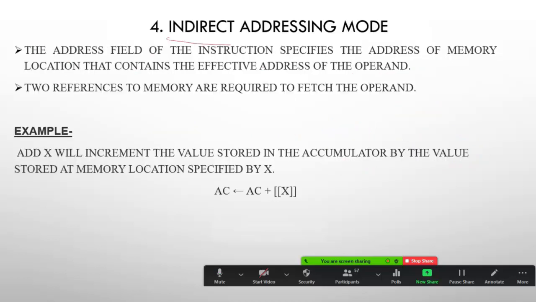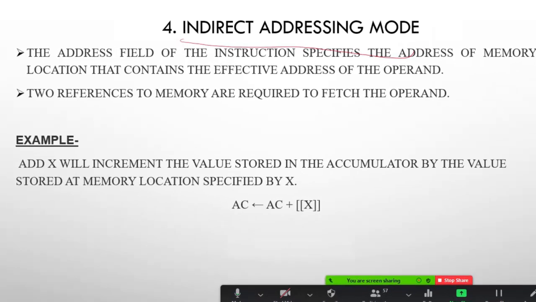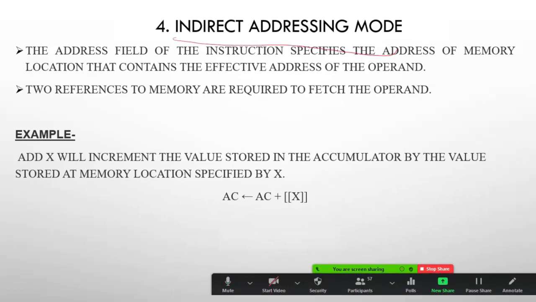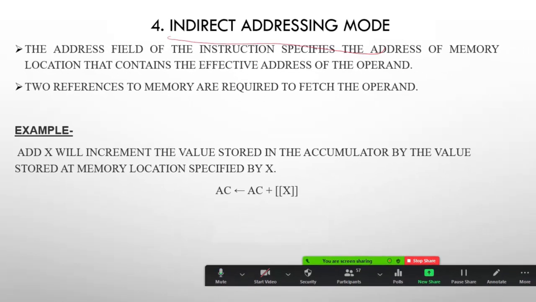That was direct addressing mode. What is indirect addressing mode? The address field of the instruction specifies the address of a memory location that contains the effective address of the operand. Now we will understand this by taking an example.